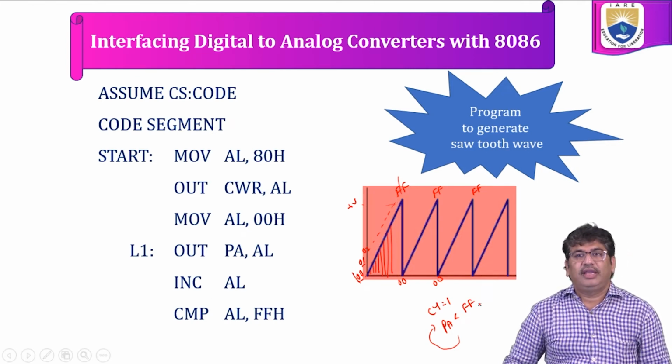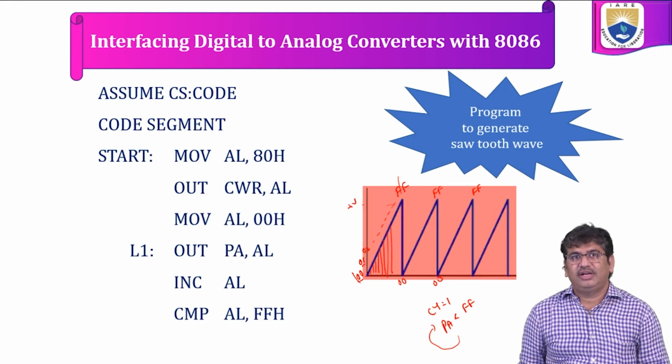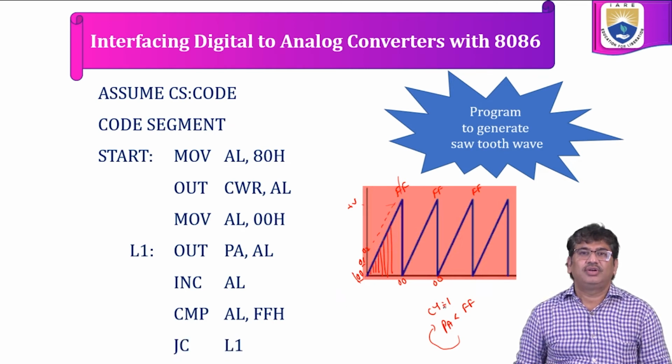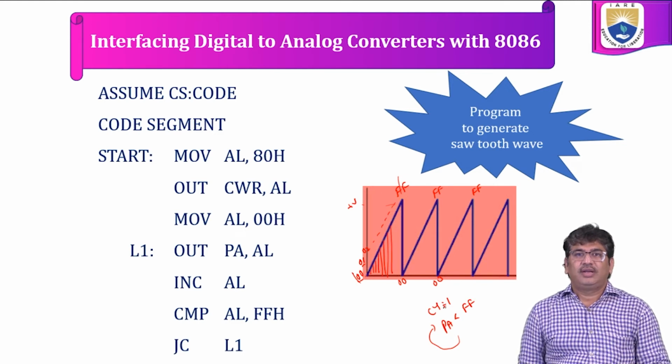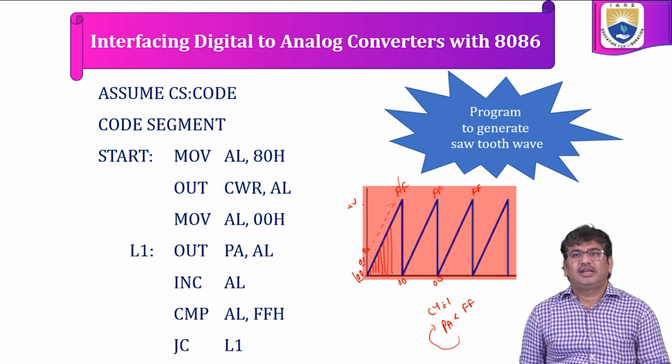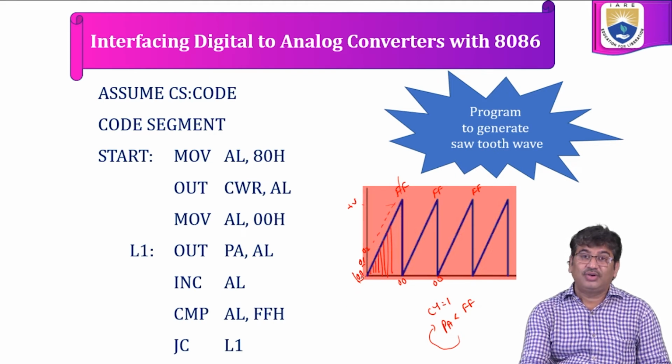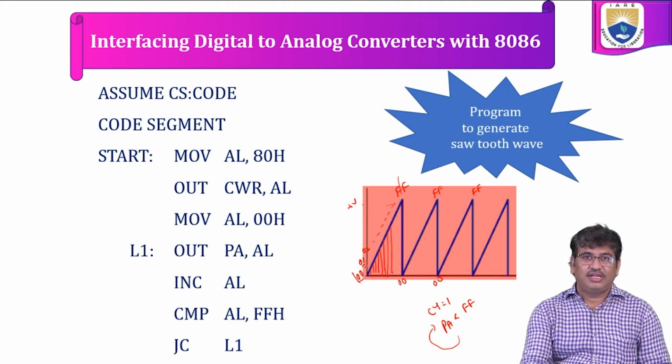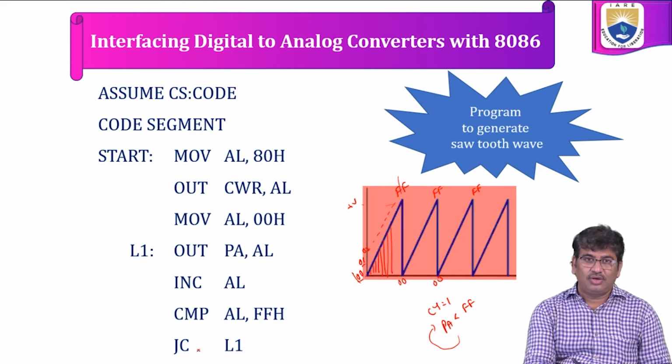Compare AL comma FFH. So whenever it is satisfied, it will come out of the loop, that is JC. So here we will write a JC for checking carry flag equal to 1. Whenever carry is equal to 1, it indicates the AL contents are less than FF. So first we have to send 00, then we have to send 01. As 01 is less than FF, the control will be transferred to label 1, where we are going to transfer the AL contents, which is 01, to port A.